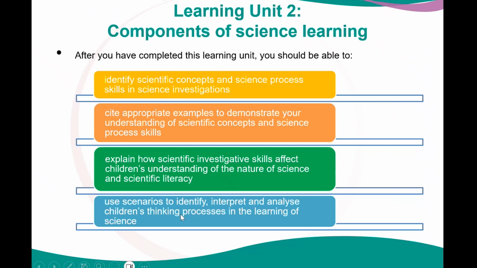The components of science learning: after you have completed this learning unit, you should be able to identify scientific concepts and science process skills in science investigations, and use appropriate examples to demonstrate your understanding of them, in order to use these process skills within your lessons, your teaching and assessments eventually as well. Explain how scientific investigative skills affect children's understanding of the nature of science and scientific literacy, and use scenarios to identify, interpret, and analyze children's thinking processes in the learning of science.